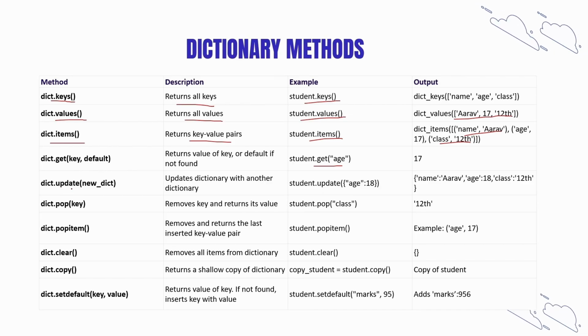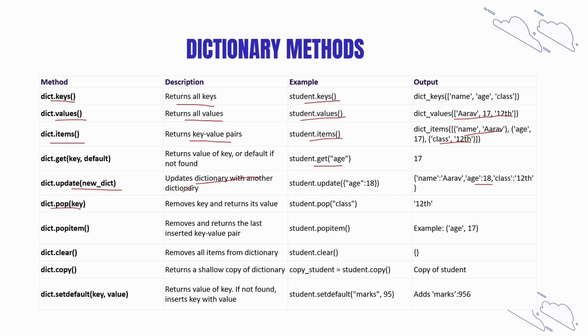Next I have dict.update new dict. So it updates dictionary with another dictionary. So when I say student.update age 18, it gives me name Arav, age. Earlier the age was 17. Okay, so now it has updated the age to 18.